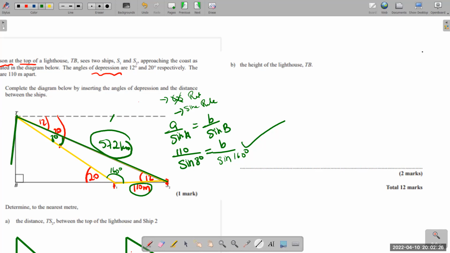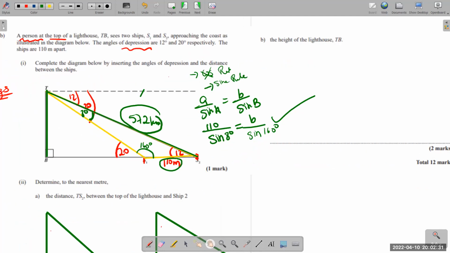Anybody realize this is a trig ratio now? Anybody seen that? So let's call this X. What angles do we need to use now? Am I using 70 or 78? Because look at the triangle. Very good. So this is 78. Is it tan, sine, or cos?